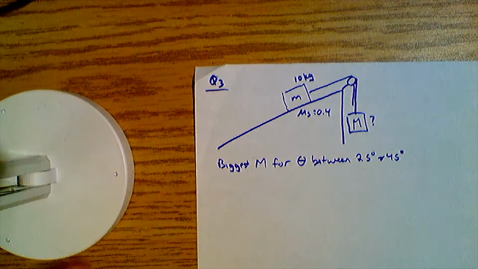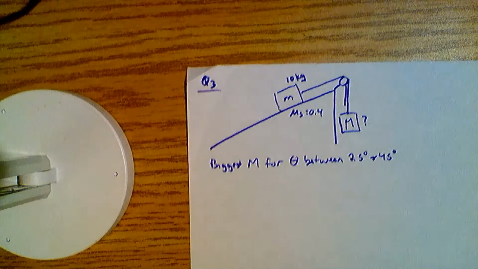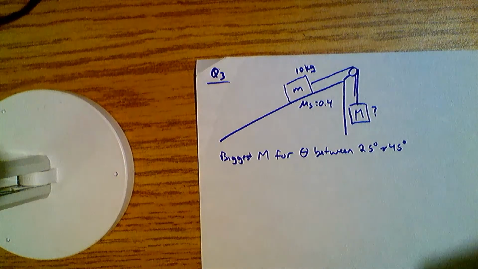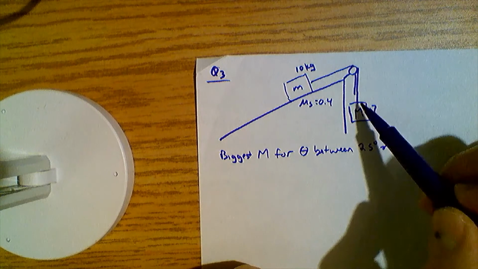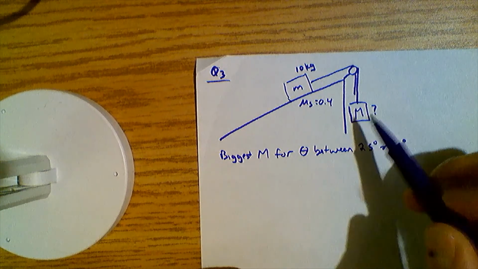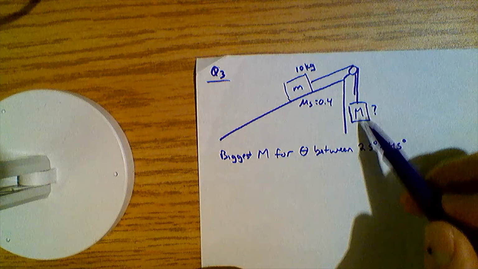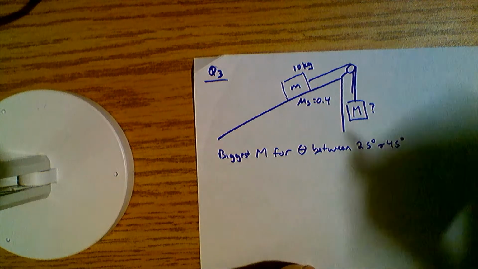Okay, and here's how we solve question 3. So we have a mass, small m, sitting on a ramp, with a frictionless pulley connected to a large mass hanging off the side. So force of gravity is acting on that mass, obviously. So let's draw some of the forces we have acting here.